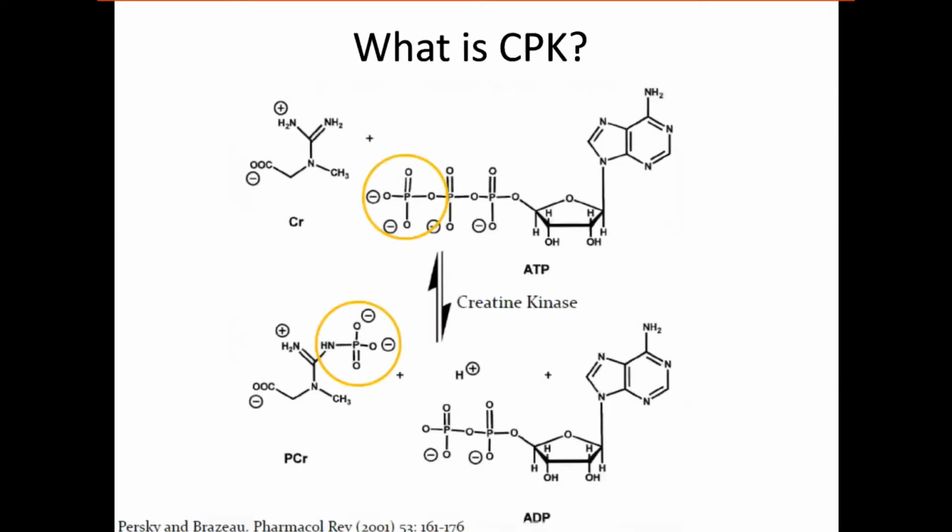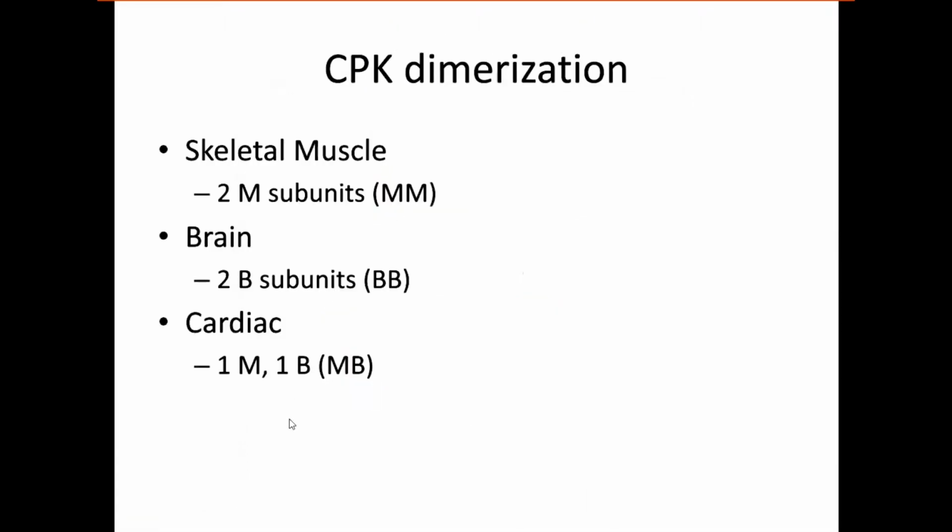What is the CPK? The CPK catalyzes the conversion between ATP and ADP, using phosphocreatine as a buffer, basically. This occurs in tissues that use a lot of energy, so skeletal muscle and the brain, for example. The CPK exists as a dimer, either a homodimer or a heterodimer. Homodimer, MM, is mostly in skeletal muscle.